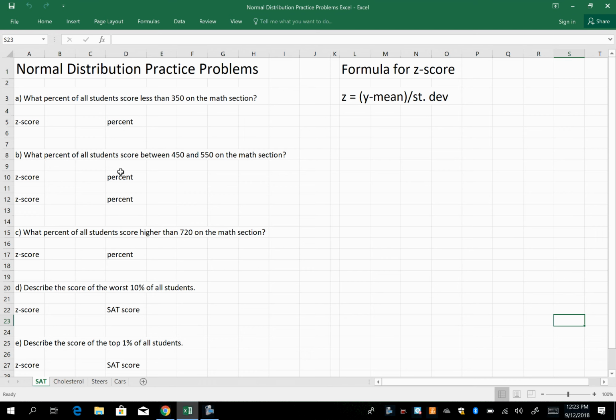Now, once we write this down, I would like to standardize my score of 350 for part A. So it says Z equals, do you remember the formula? Y minus, not Y bar, because what are we using? A model, not real data. So it's mu. It would be Y bar if this was real data. This isn't real data; it's a model.